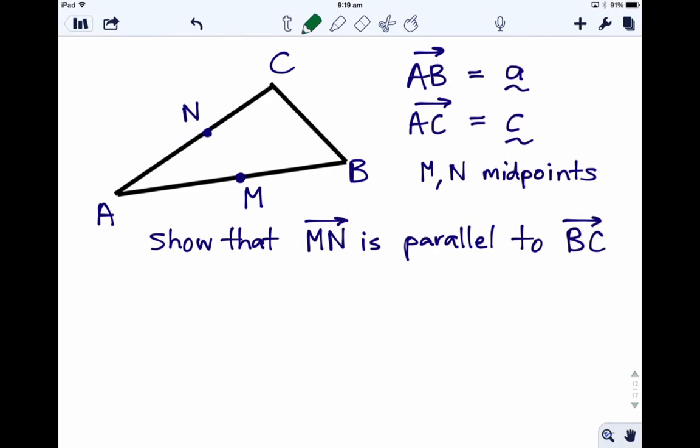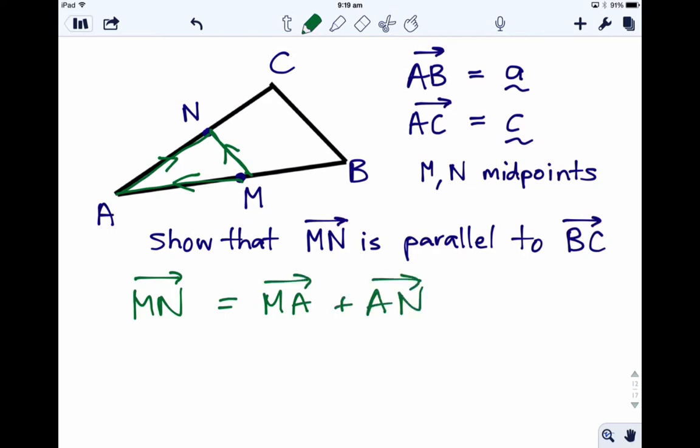How do we get the vector from M to N? Let's get an expression for that. Well, to go from M to N, we need to go from M to A first, and then from A to N. That's the way I'd go from M to N. So let's write that down. MN is the vector MA, and then we add on the vector AN. Now, we're given certain vectors up here, and these are the ones we're going to use to do this proof. We know AB is the vector a and AC is the vector c.